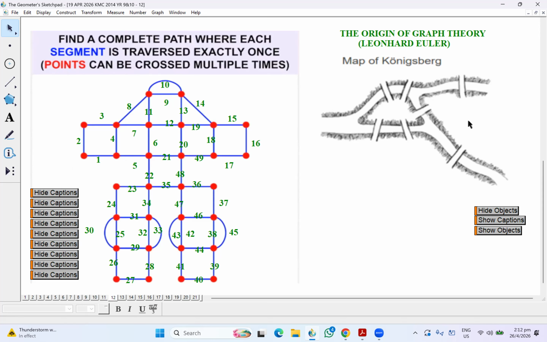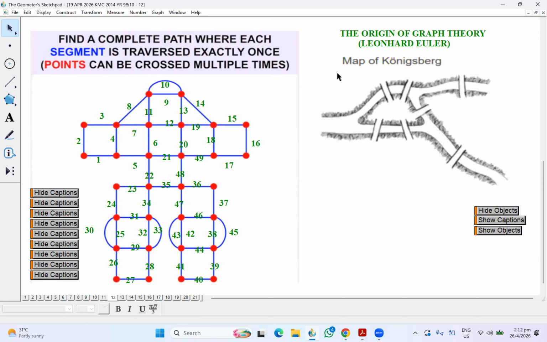Then you have 4 land masses separated by the river Pregel. The river is the Pregel River. So 1 island and then 3 other land masses. Then the people in Königsberg were always arguing, how can we walk every bridge at least once and then come back to the starting point?